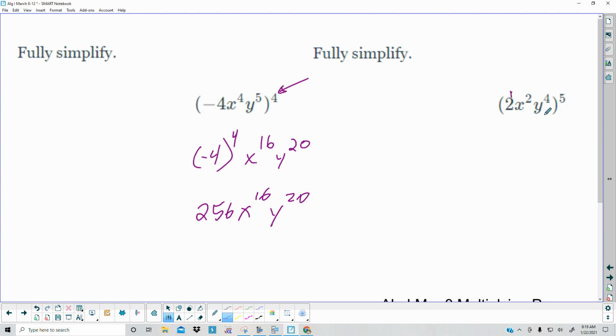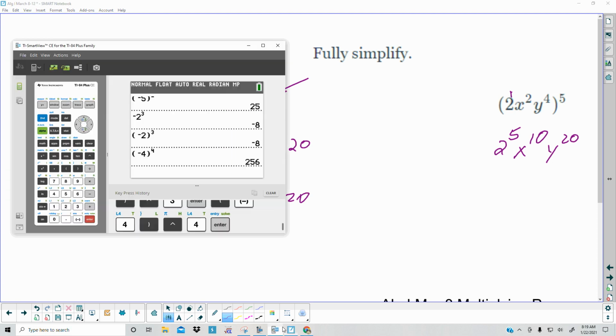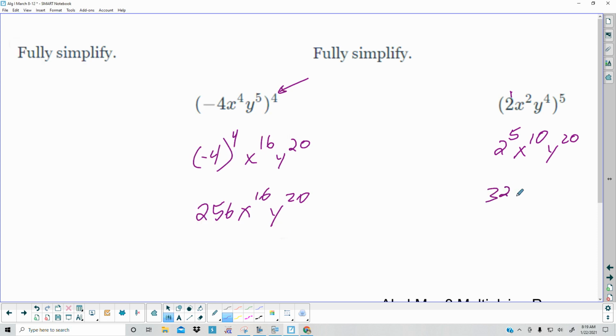Exponent is a 1. So that's 2 to the 5th, x to the 10th, y to the 20th. You type in 2 to the 5th. I think that's 32. 2 raised to the 5th. Yep. There you go.